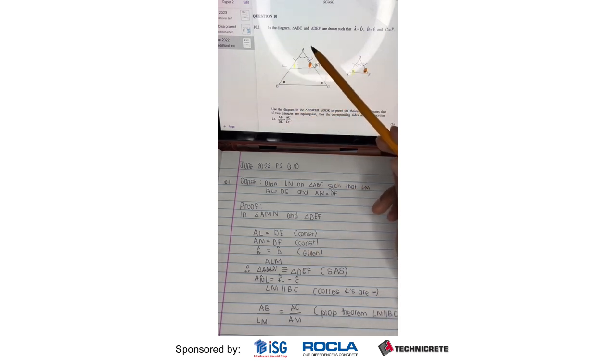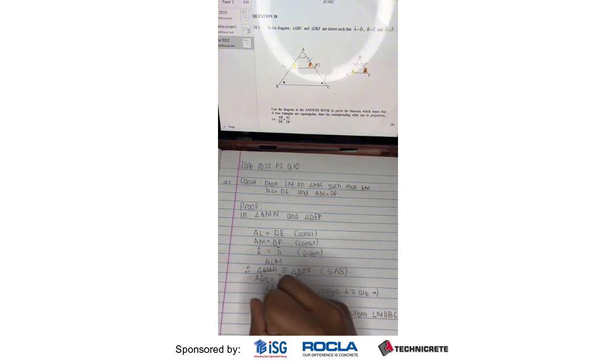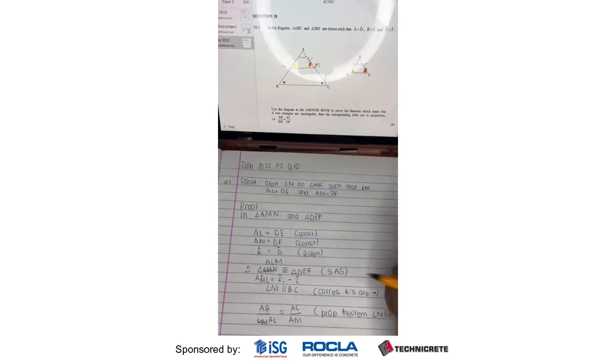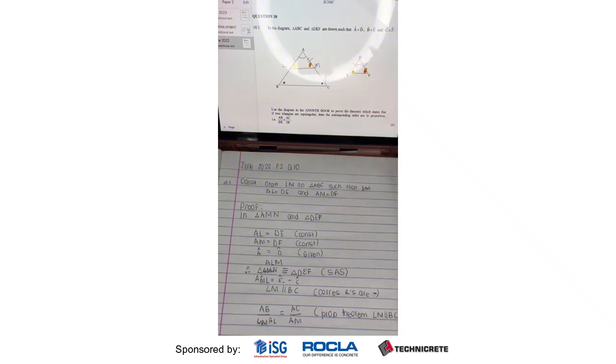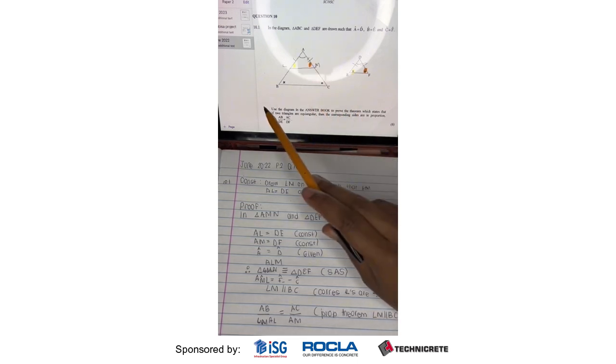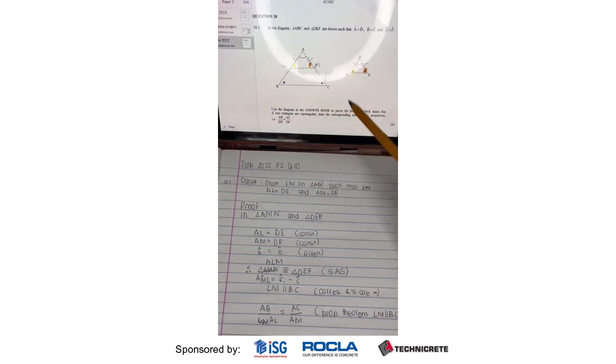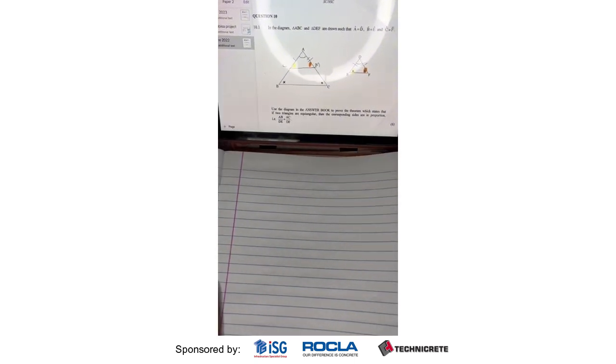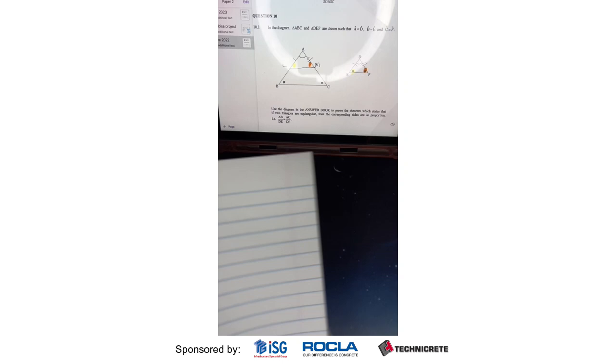That means that AB over AL is equal to AC over AM. Proportion theorem, which is what we proved. Because we proved that, we can conclude that AB is also over DE and AC is also over DF. Okay. Proofs are a lot, but you just have to learn it step by step.